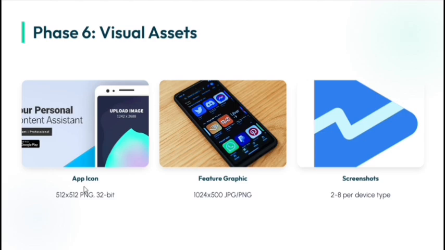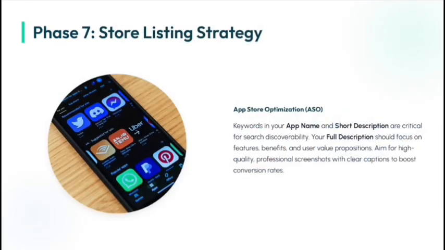And moreover, the app icon should be in this format: 512 by 512 PNG, that means 32-bit. The feature graphic should be 1024 by 500, JPG or PNG. The screenshots should be 2 to 8 per device type. And here comes the seventh phase, that is the store listing strategy.